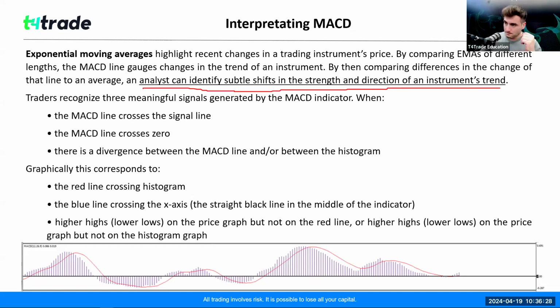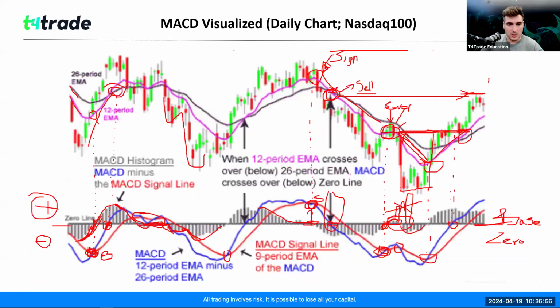Analysts can identify subtle shifts in the strength and direction of an instrument's trend. So traders recognize three meaningful signals generated by the MACD indicator, which is when the MACD line crosses the signal line, which is what we have discussed in the past. We're talking about this. This is the first type of signal.